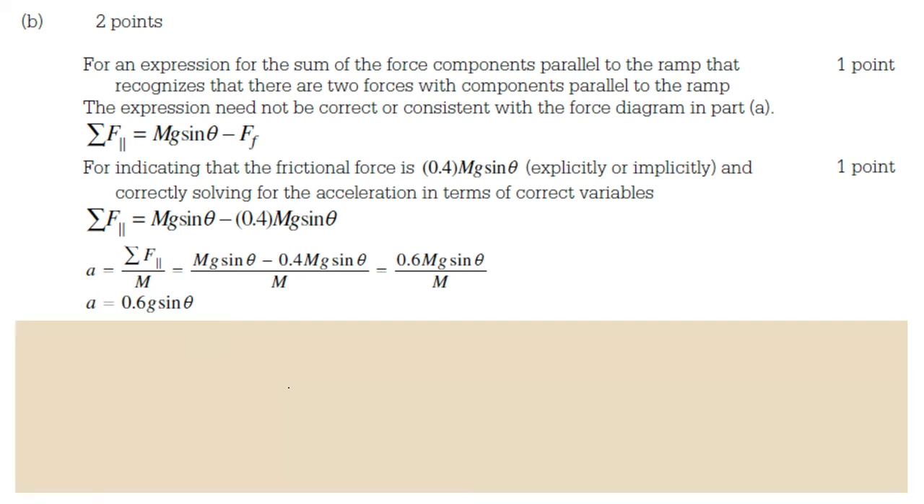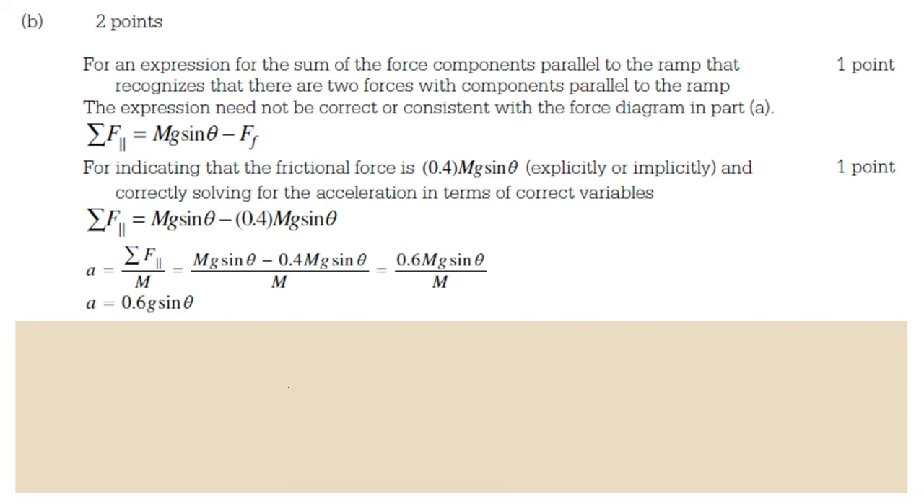And then they give you 1 point for indicating that the frictional force is 0.4 FGX implicitly or explicitly, and correctly solving for the acceleration in terms of the correct variables. So notice here they have the sum of the forces parallel equals mg sine theta minus 0.4 mg sine theta. Then they write 0.6 mg sine theta over m, and then notice they canceled out the m's.